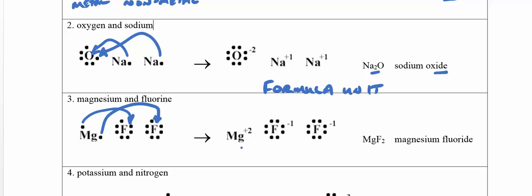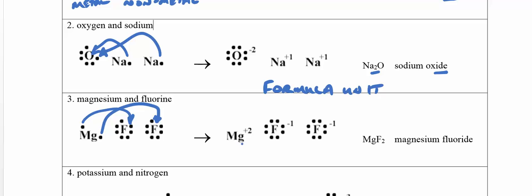So what's going to happen to the charge on the magnesium? It's going to go to a +2. It's given away 2 electrons. Fluorine, on the other hand, is going to gain 1 electron each. So each one of those is going to have a charge of -1. What's the total charge of the complex? +2, -1, -1, 0.